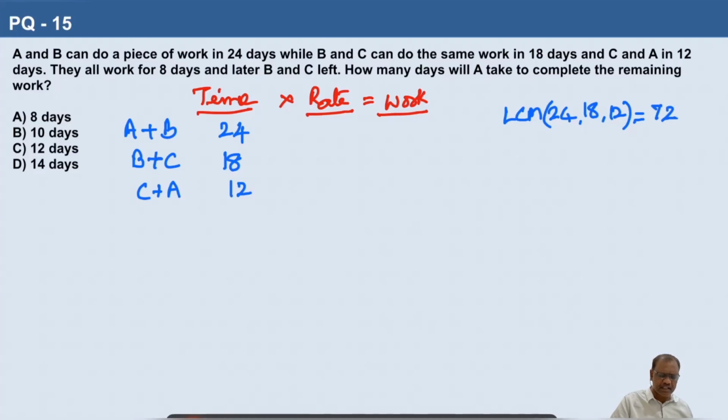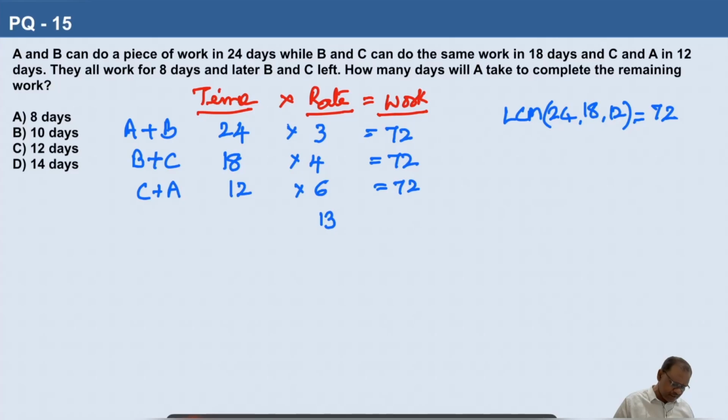So that is a shortcut method of finding the LCM. 24 times 3 is 72, that is the LCM, because it is divisible by 18 and 12 also. So the total work is 72 units. So 24 takes 3 units, 18 takes 4 units, 12 takes 6 units. If you add 3, 4 and 6, that is 13.